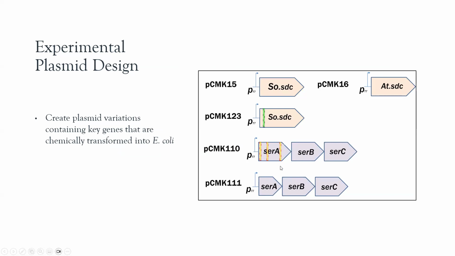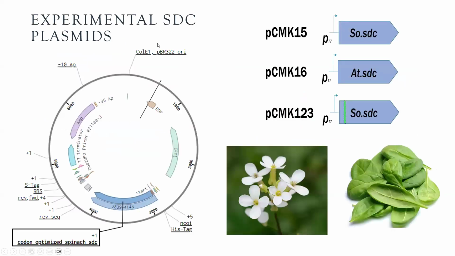Here's our experimental design for the plasmids that we're going to be chemically transforming into E. coli. You can see the ones that we use in the experiment. Going more in depth into the plasmids that I just mentioned, you have 15 right here, which is taken from common spinach you can find in the kitchen. Thale-cress is 16, and then we had a codon optimized version, which you can see right here on the left. This is a plasmid map using Benchling, a software that we use to map out all the important genes.